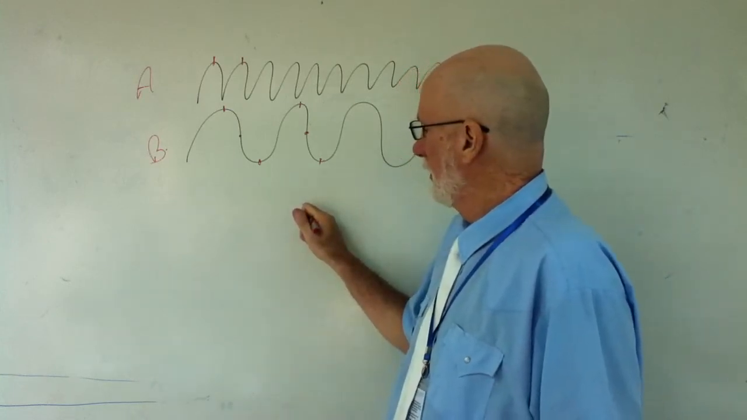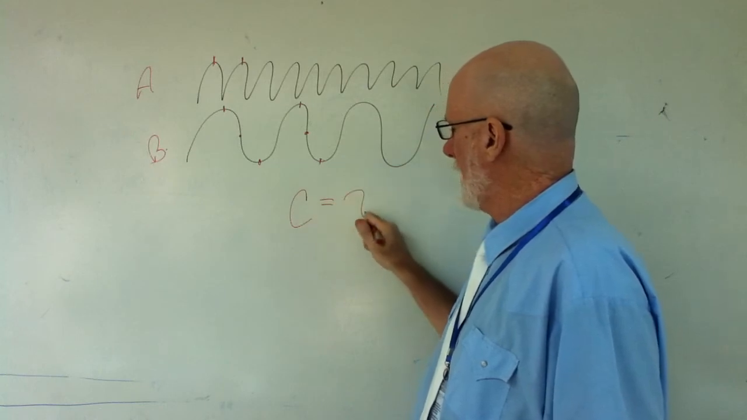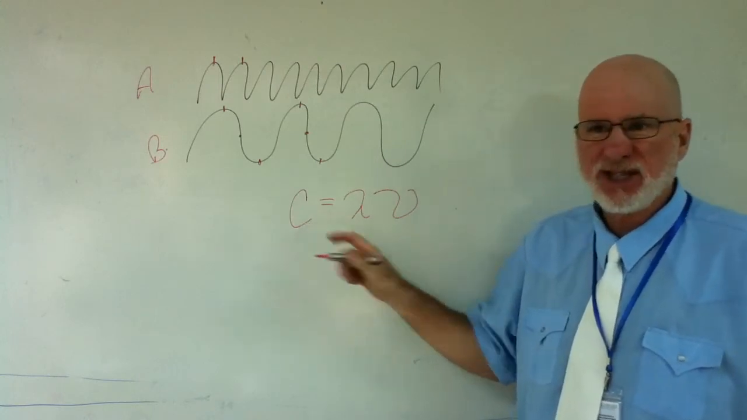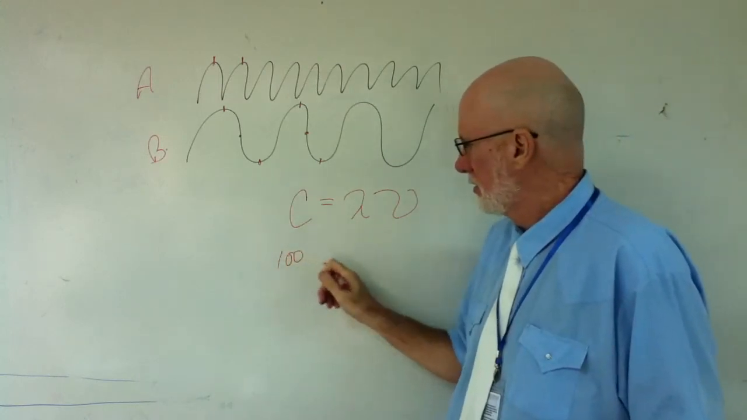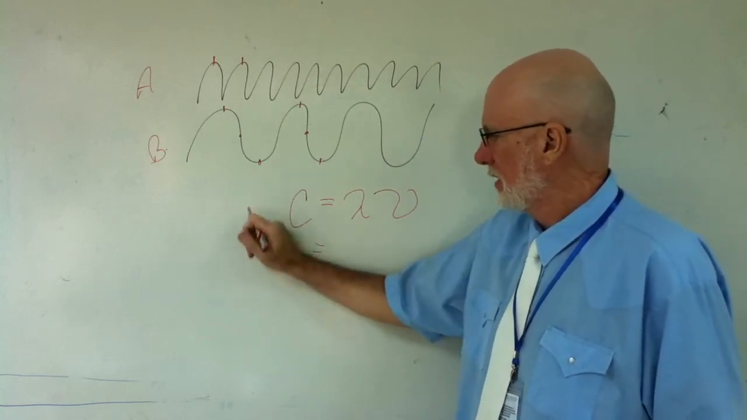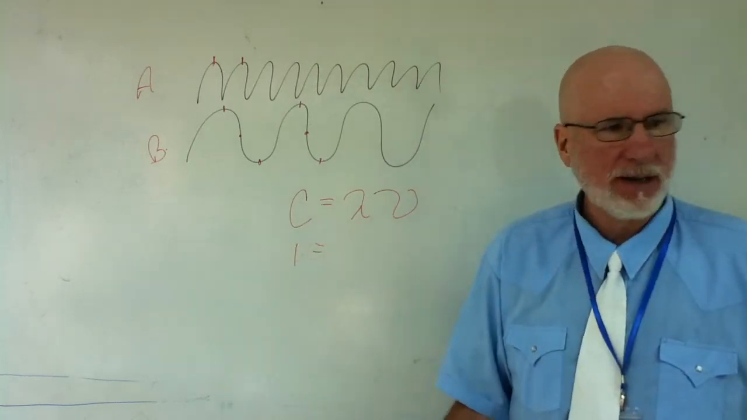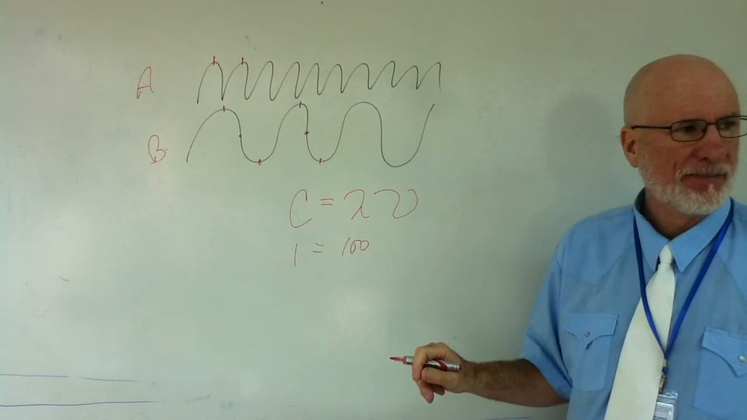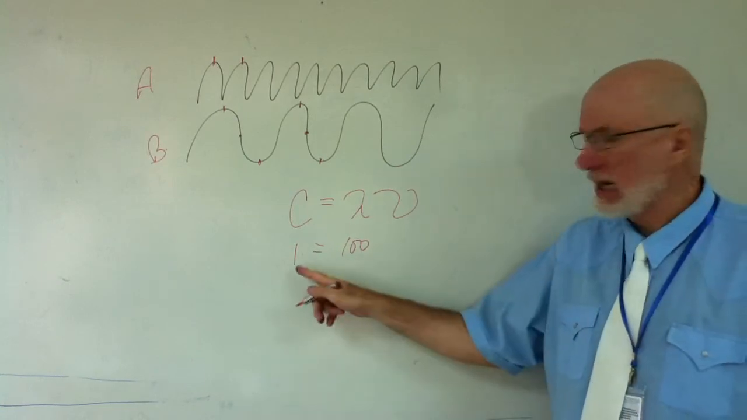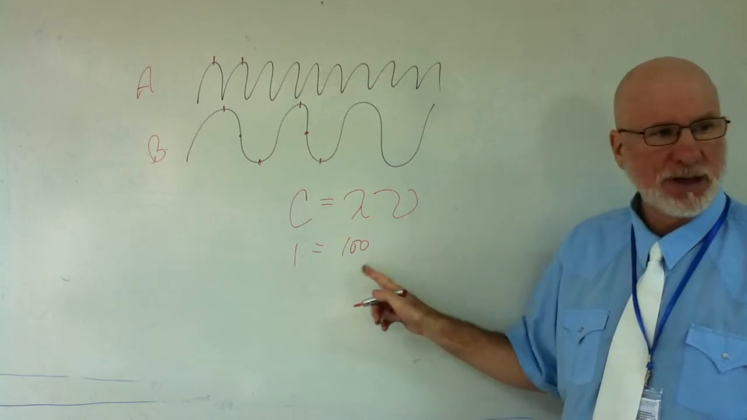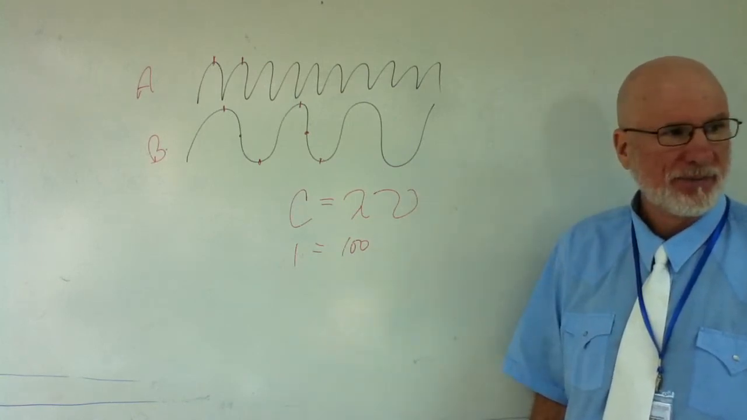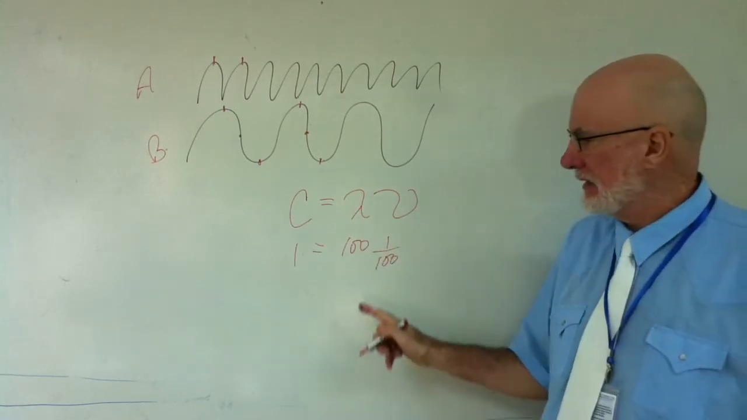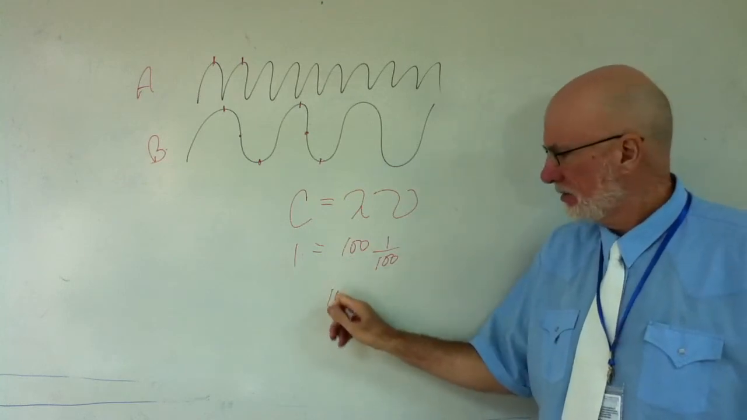You have c equals lambda nu. So as this is constant, let's just pick numbers. Let's say this is 1, okay? Let's say this is 100. What does nu have to be? What must nu be? This is a constant. These two can vary. So what is nu going to be? 1 over 100, right? Now let's increase lambda to 1,000.